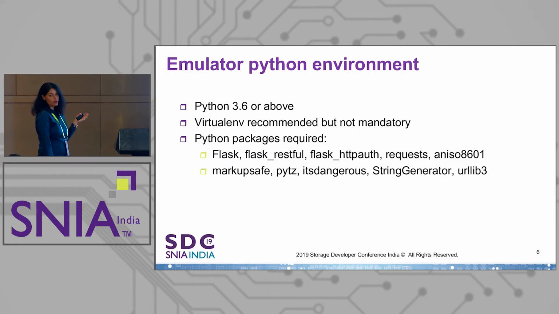It is going to help you implement this, because we are working in different time zones, so it will take care of that. ItsDangerous is going to provide security. It uses the Django signing module, and JSON web signatures. String generator, as the name implies, is helpful in generating strings. urllib3 is again the de facto standard for the clients.